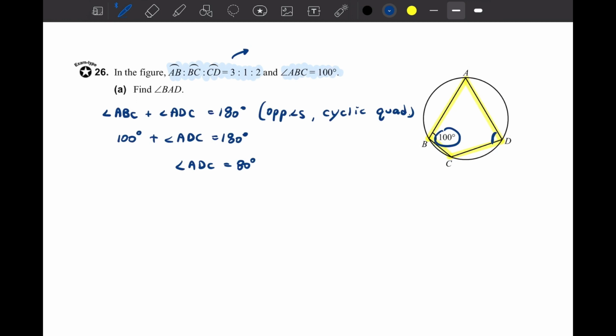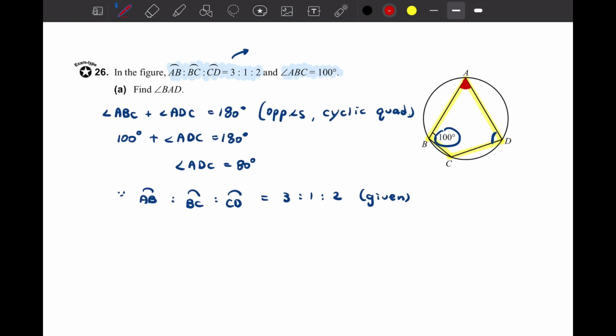Okay, we got this part, and now the next part. They give you the information about the ratio, so we should be using it, shouldn't we? Let's write it down first. Because arc AB to arc BC to arc DC is 3 to 1 to 2. So this is given. And you know that you want to use your angle BAD. So let's look at where your angle BAD is first. BAD is here.